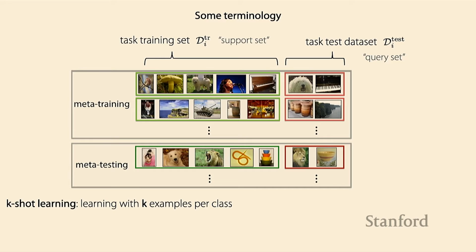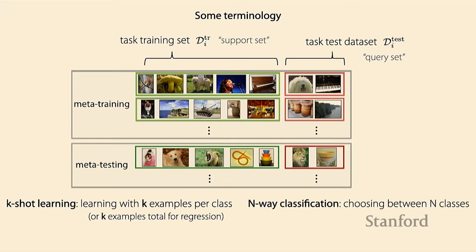So we've talked about this notion of few-shot learning, and you can think of this as k-shot learning, where you have k examples per class. Or if you're in a regression scenario, you have k examples total. So k-shot learning means you essentially have k examples to learn from. And then we'll typically use n to denote the number of classes that we're trying to classify between, the number of classes that we're choosing between.